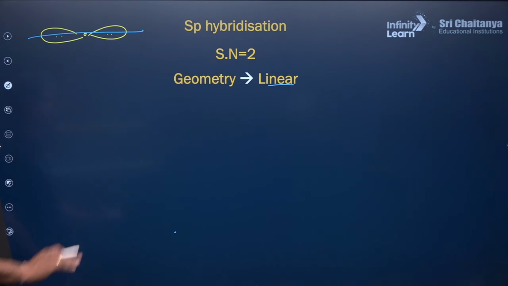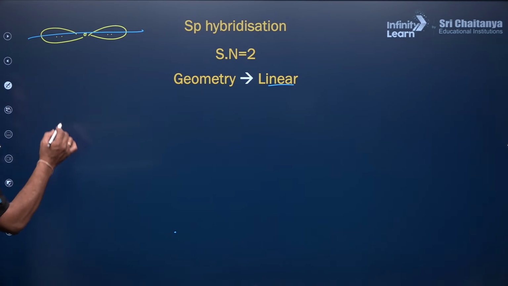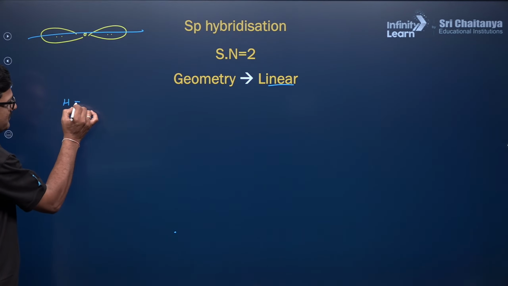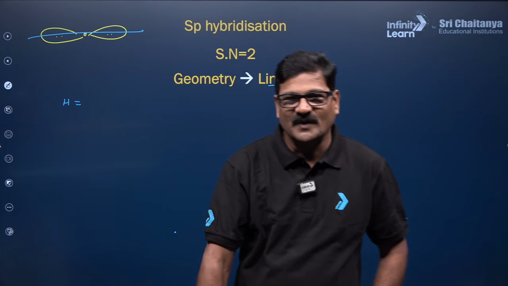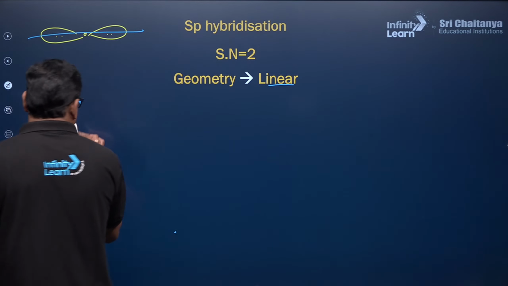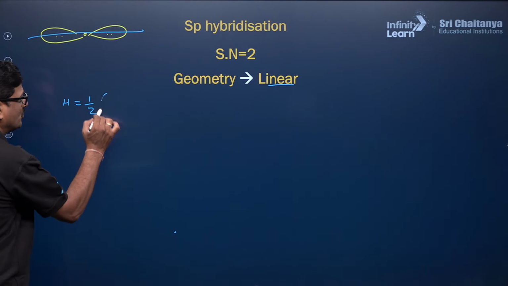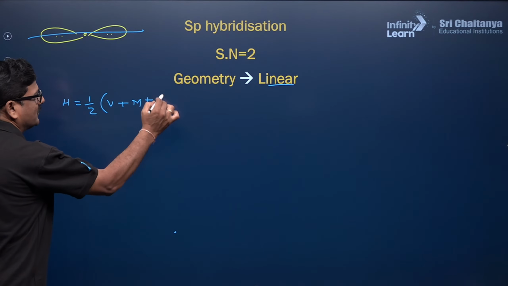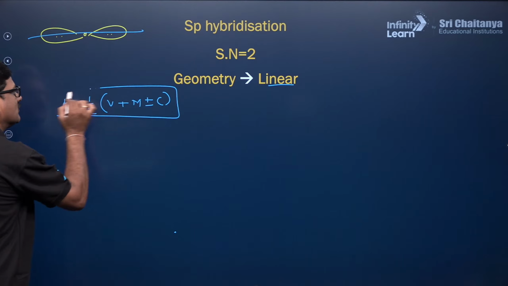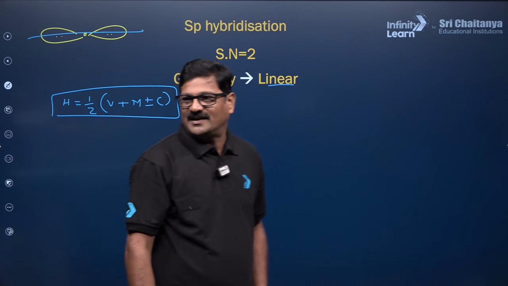A simple trick is there. I want to give you the formula. Everybody take a pencil or a pen and paper, and write this formula. Look at this: H is equal to half into V plus M plus R minus C. What is V?